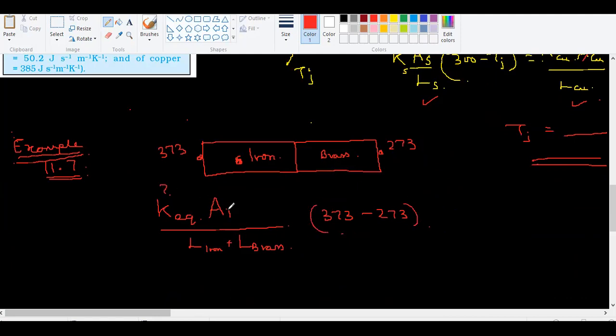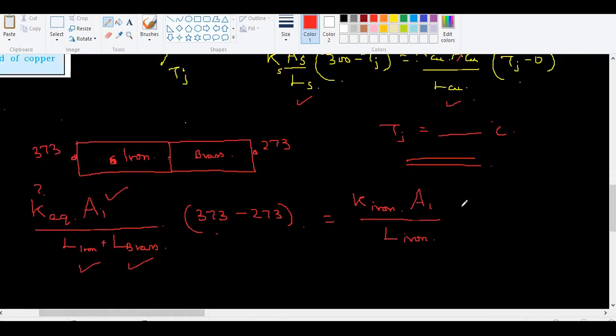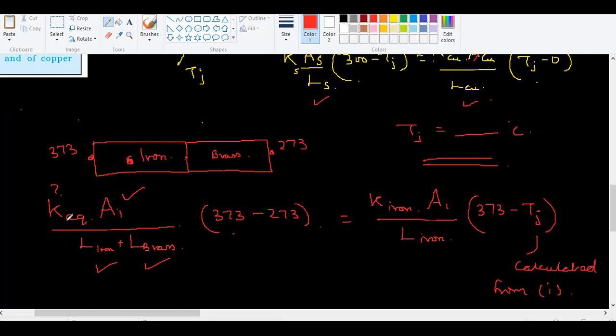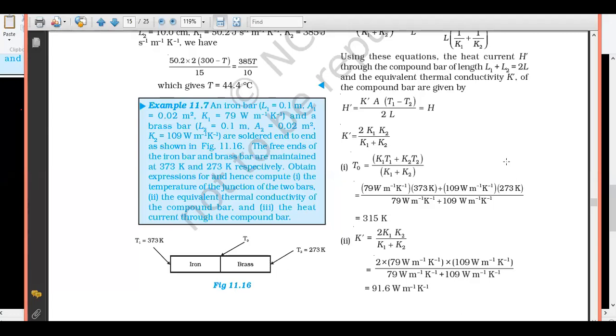So K equivalent is what is asked. The area is known, the length of iron and the length of brass are known. This can be equated to this side. So K for iron is known, the area of iron is known, the length of iron is known. The temperature, you must have found it from the previous calculation. You must have found the Tj, which means 373 minus Tj. So if I have calculated Tj from the first part of the question, I can substitute over here, and then I can calculate the K. I don't know why in the textbook it looks so complicated. This is supposed to be easy.